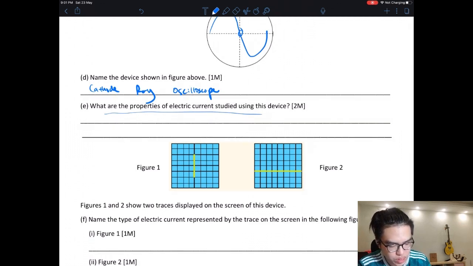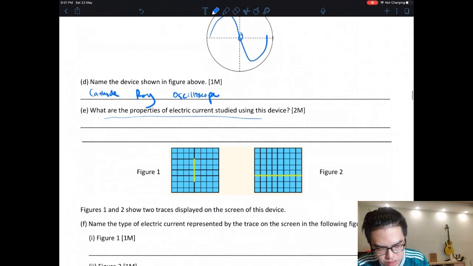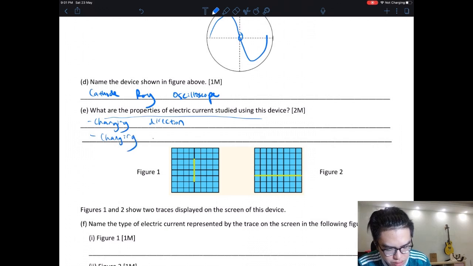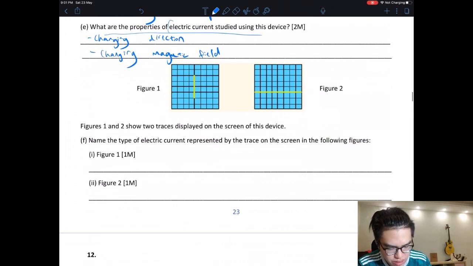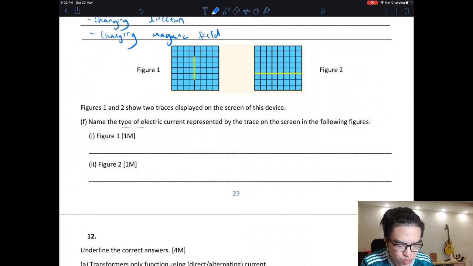It means they want to know the AC. So changing direction, changing magnetic field. They want the current I'm studying right now, which is AC. Now you see why it looks so weird: because I didn't switch on my x-axis. If I switch it on, it will look like this, up down up down up down.